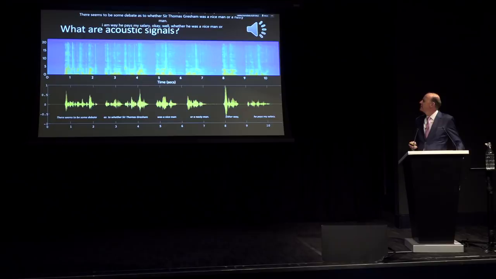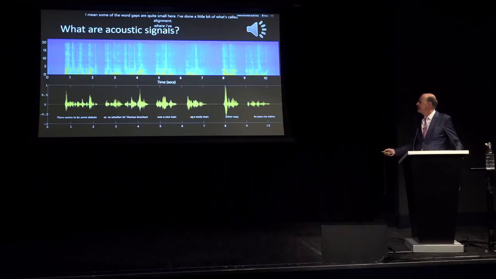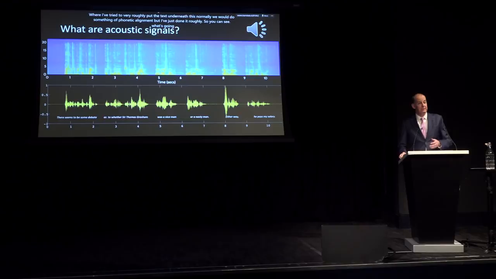A couple of things I would like to draw your attention to is that the gaps in this waveform are not necessarily always associated with word gaps. Some of the word gaps are quite small here. I've done a little bit of what's called alignment here, where I've tried to very roughly put the text underneath this. Normally, we would do some sort of phonetic alignment, but I've just done it roughly so you can see what's going on. So that's the problem we're facing, which is, given this pattern, can we work out what on earth is going on?